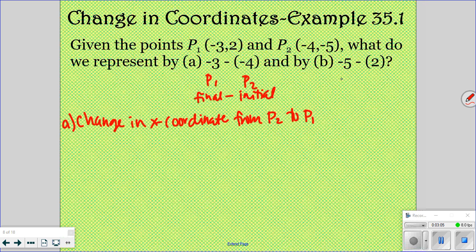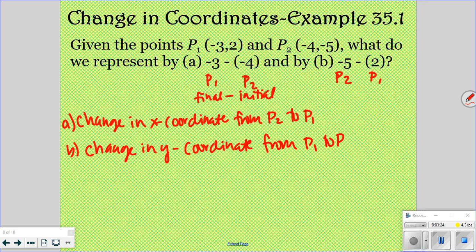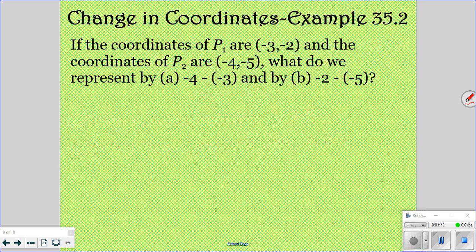And then on this one, this is our P2 y value, and then 2 is our P1 y value. So it is representing the change in your y coordinate from P1 to P2. So that's your answer. Again, it's kind of strange the way they write that, but that's what you would do. For this one, see if y'all can figure it out by yourself, and then unpause the video and I'll go over it for you.